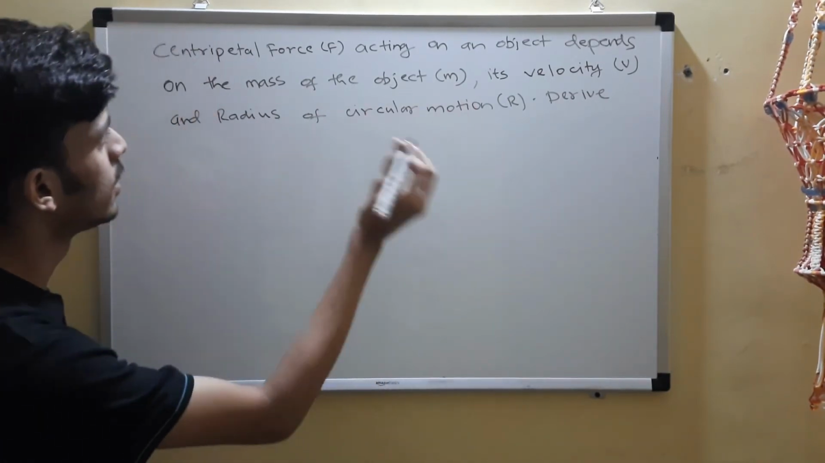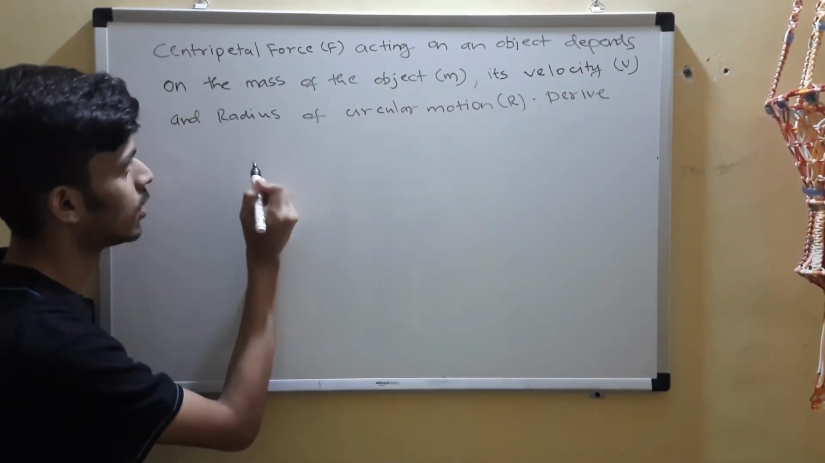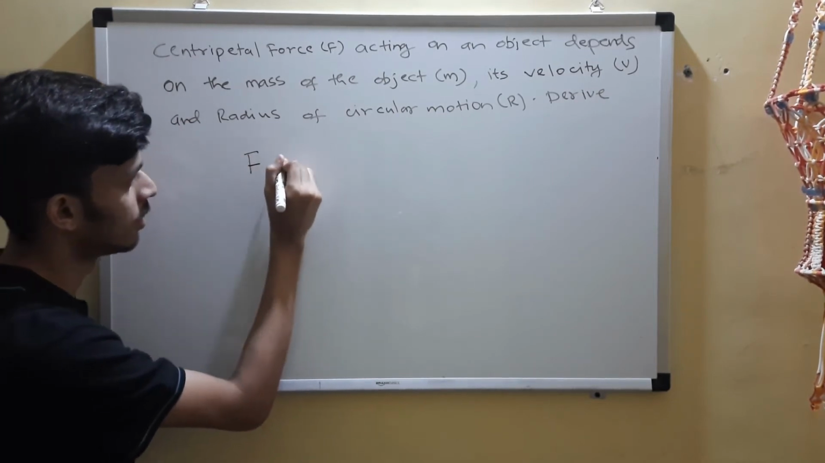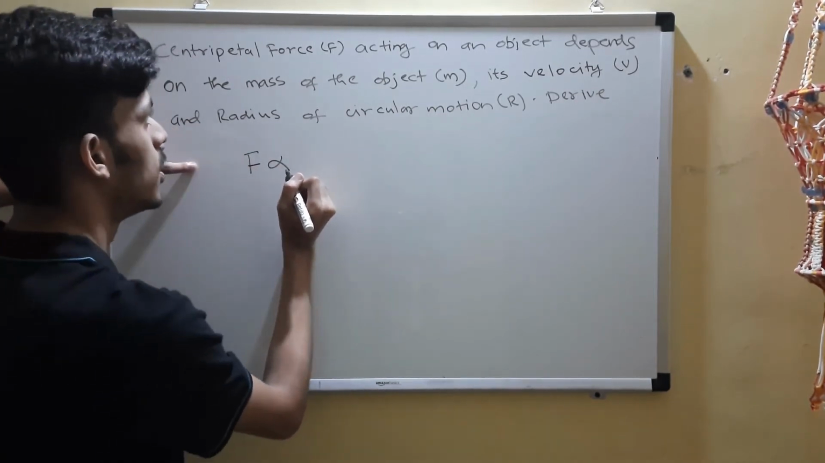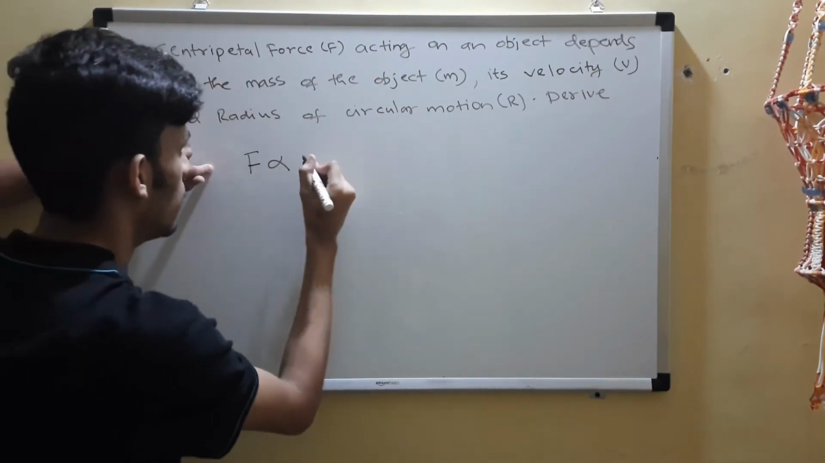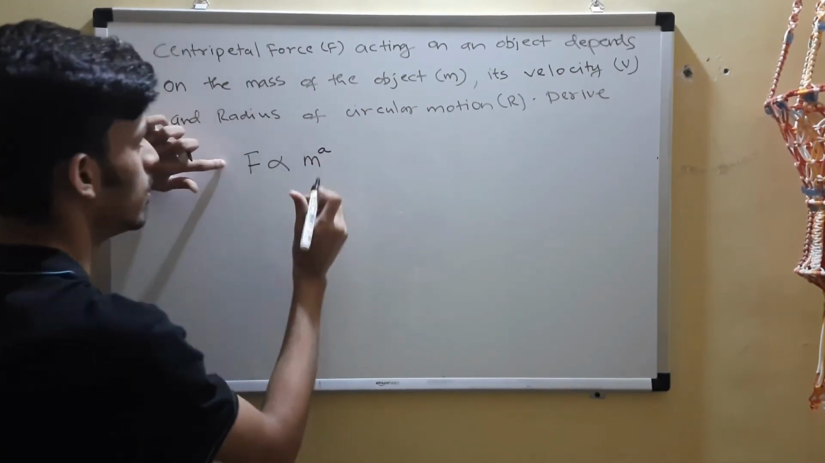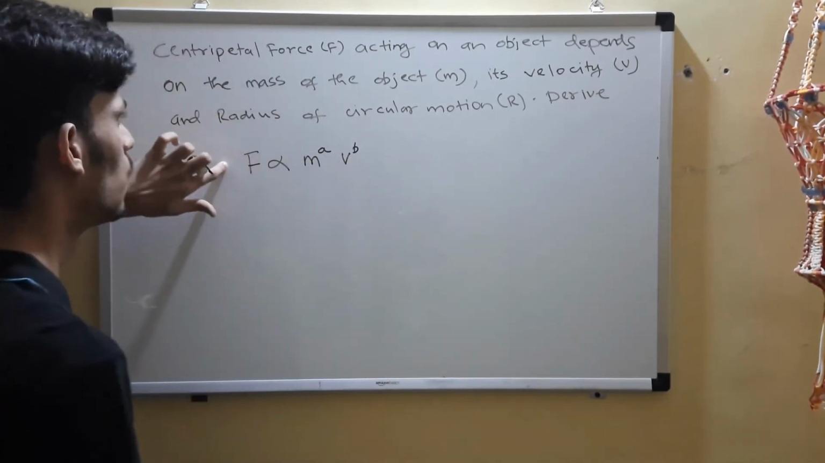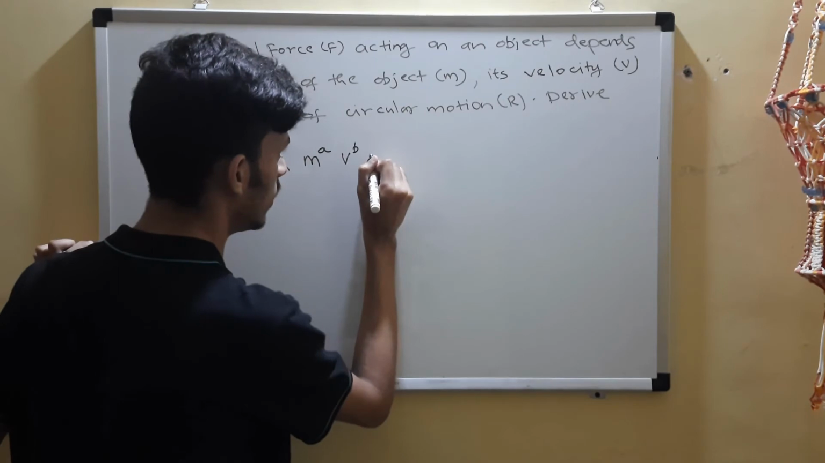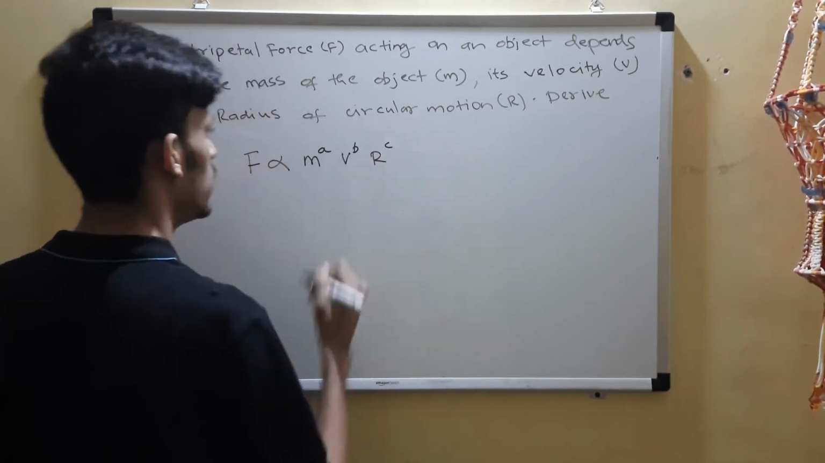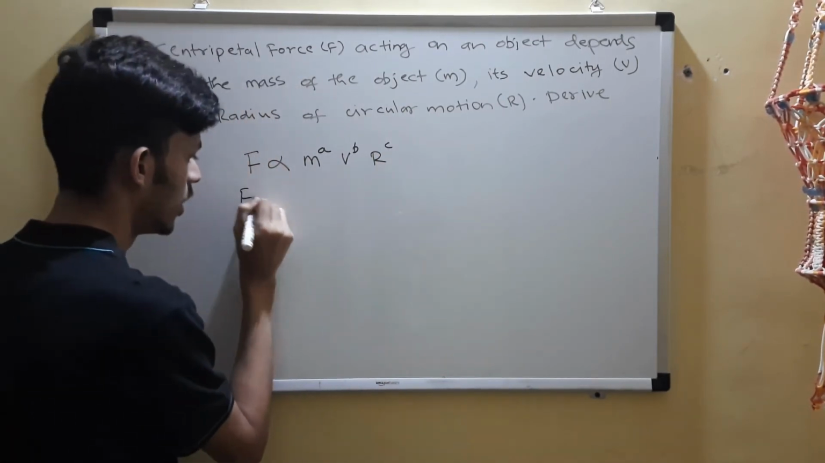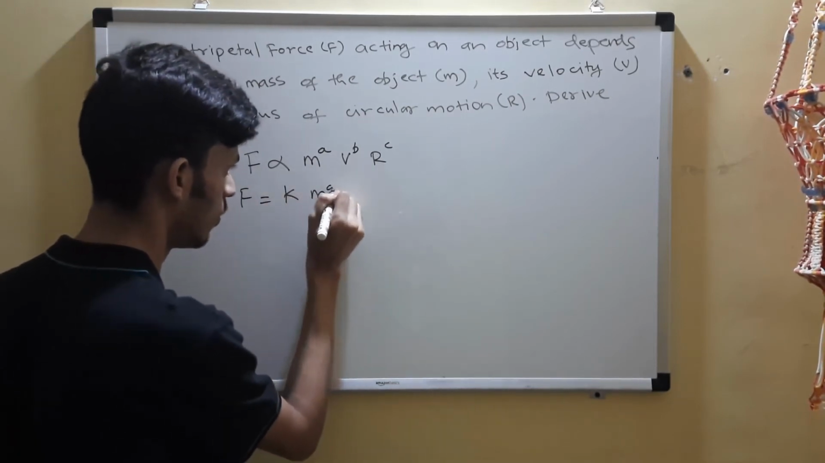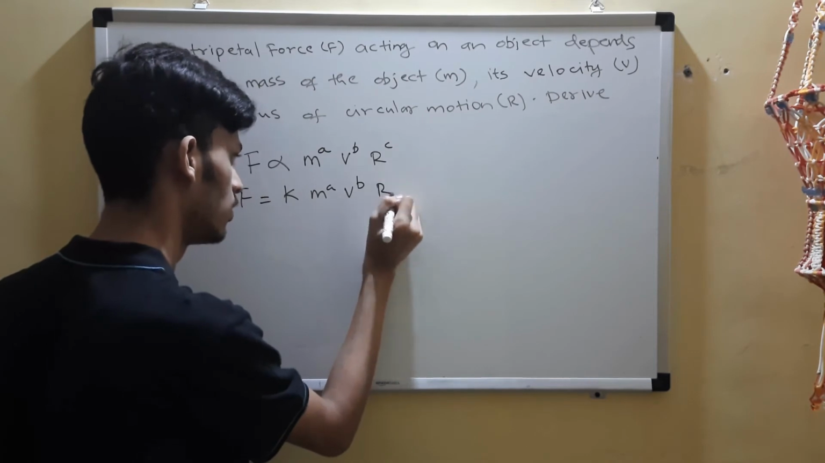Anyway, let us derive the equation for it. You can surely pause and try before I start. Okay, what is the first step? Write a proportionality equation. So force depends on mass raised to a, which we don't know what it is, velocity raised to b, and radius r raised to c. Now change the proportionality sign to an equality sign, multiply by a constant k: F equals k m^a v^b r^c.